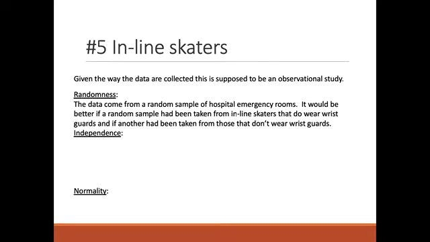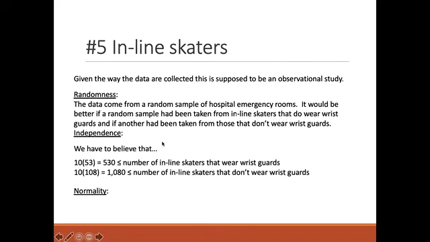So we're going to go on to the independence condition. We have to believe that 10 times 53 is 530. We have to believe that there are at least 530 inline skaters that wear wrist guards that we could have sampled. And same thing for the number of inline skaters that don't wear wrist guards. We have to believe that that population size is at least 1,080, or 10 times our sample size. So if you believe that, then it's on to check the normality condition.